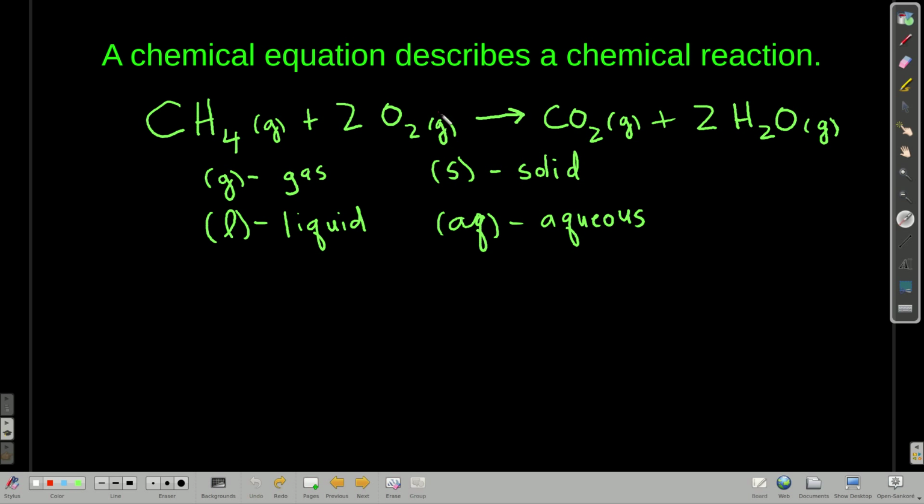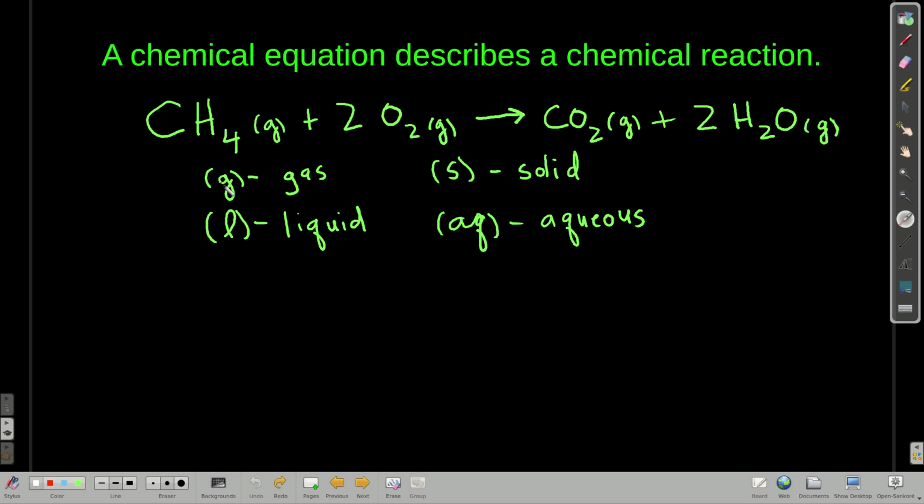Something else about this chemical equation is we have these numbers in front of the formulas. These are called the coefficients, and they apply to just what comes after them immediately. For example, this 2 means there are 2 molecules of oxygen, O2. This 2 means there's 2 molecules of water, H2O. If there is no coefficient, that's an implied 1. There's a 1 there. Just don't write it.